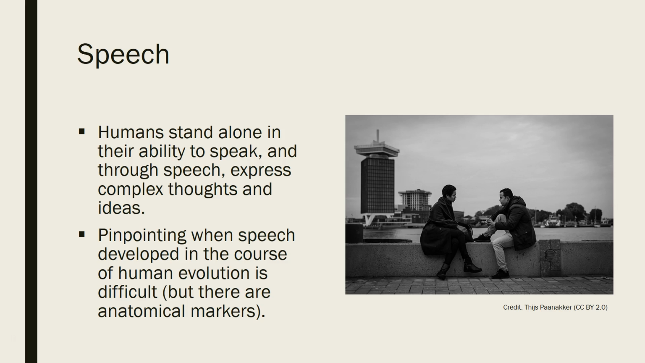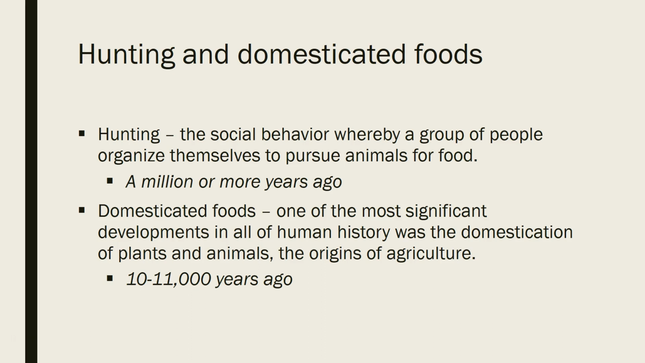Nonetheless, there are certain anatomical and genetic markers that provide clues as to when speech may have developed, such as the shape and structure of the hyoid bone. Our ability to express complex thoughts and ideas through speech has had a significant impact on every aspect of our lives, from the social to the political. The final 2 big events of human evolution that we will discuss are hunting and domesticated foods.